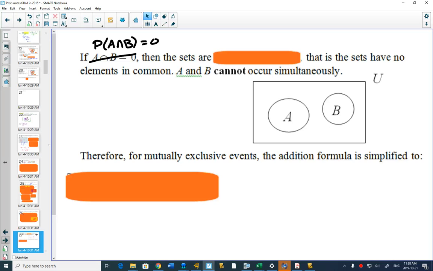If the intersection is 0, that means that the two circles don't overlap. It makes sense to draw the two circles separate in your Venn diagram. We call this mutually exclusive, when there's no elements in common.